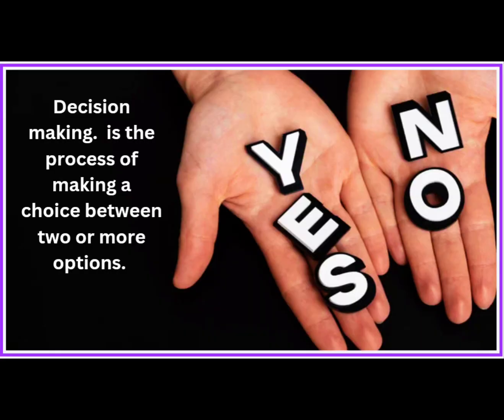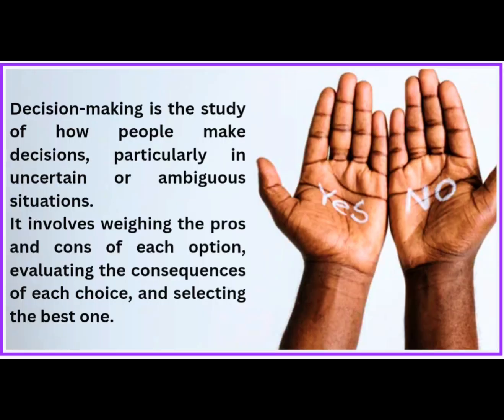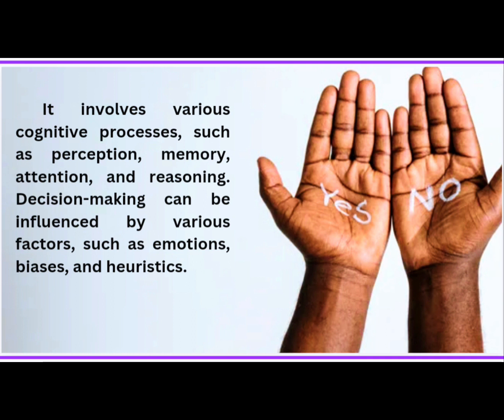Decision making is the process of making a choice between two or more options. Decision making is the study of how people make decisions, particularly in uncertain or ambiguous situations. It involves weighing the pros and cons of each option, evaluating the consequences of each choice, and selecting the best one. It involves various cognitive processes, such as perception, memory, attention, and reasoning.